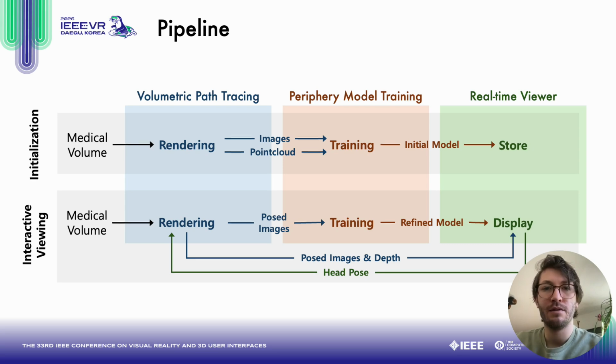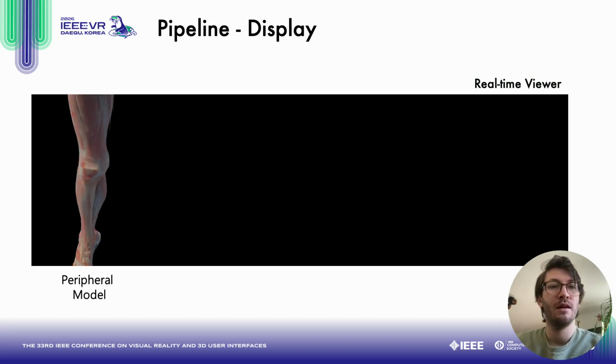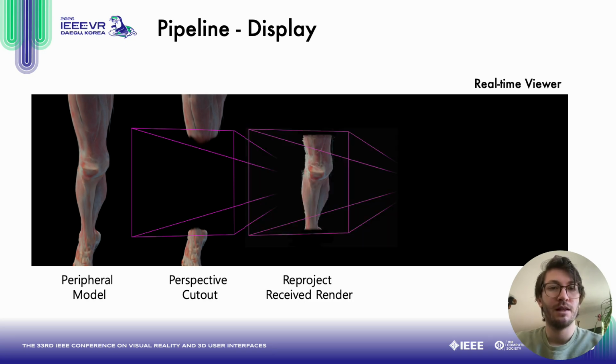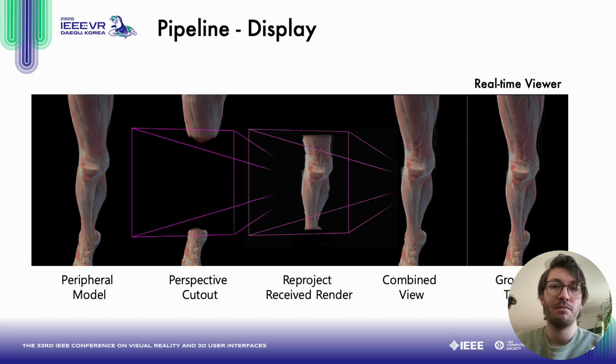Looking in detail at the real-time viewer, the pipeline looks as follows. We have the peripheral model that is shown. As soon as a frame comes in, we cut out the area of the peripheral model where the frame is, project the frame at depth onto the model, combine them, and achieve a combined view that has the highest quality in the foveal area where the user is looking, with lower quality provided by the Gaussian model in the peripheral vision.